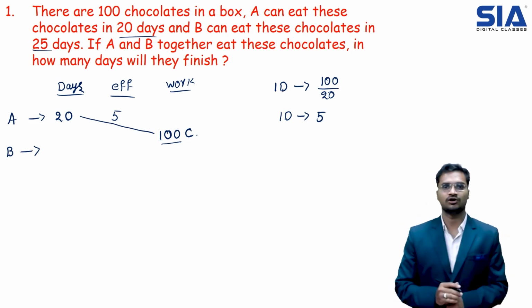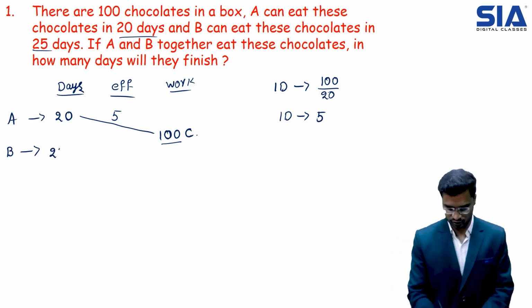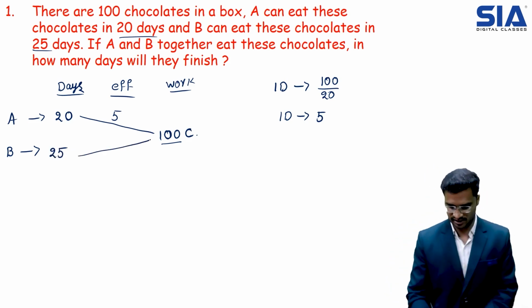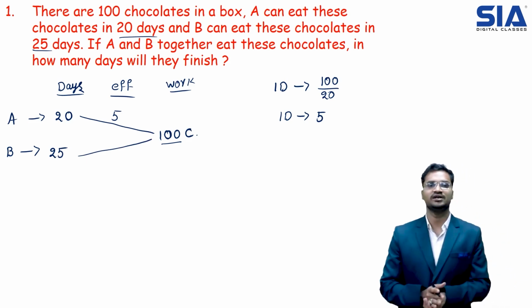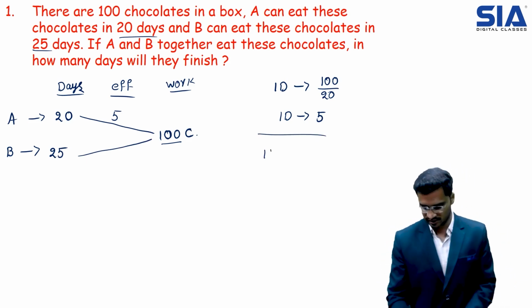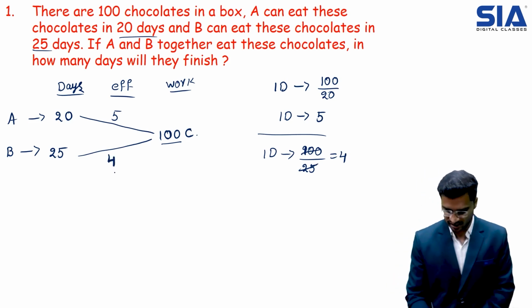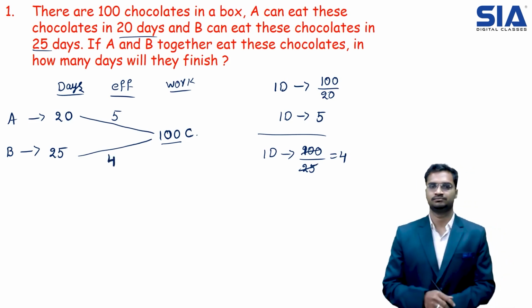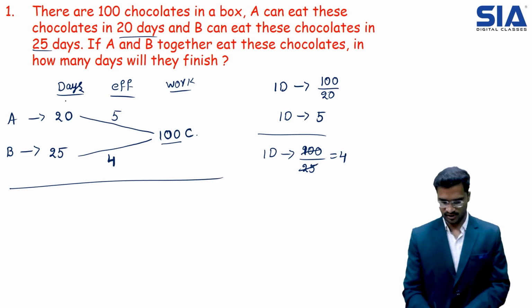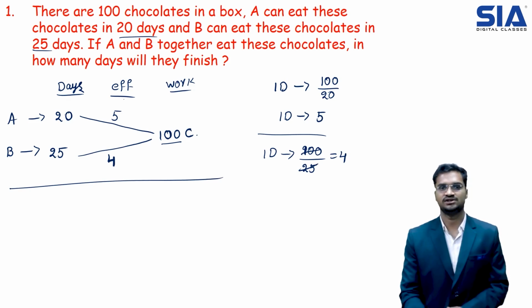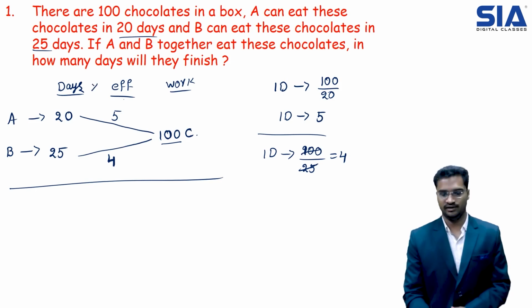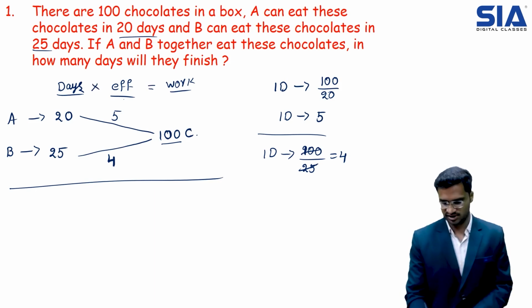He is eating these chocolates in 25 days. So if B is eating 100 chocolates in 25 days, then in one day how many chocolates will he eat? 100 divided by 25 is 4. So he is eating 4 chocolates per day. Here, on the left side, days multiplied by efficiency is equal to work.